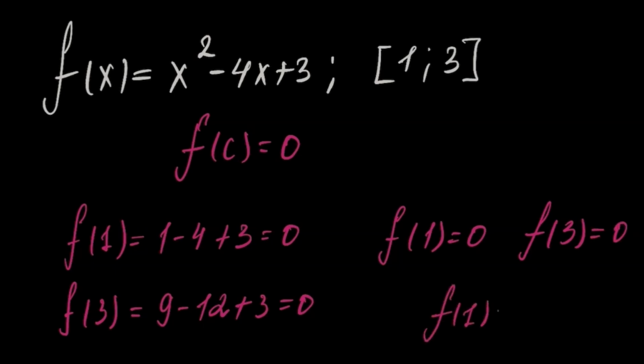Since f of 1 equals 0 and f of 3 equals 0, and f of x is continuous on 1 to 3, by the intermediate value theorem, there exists a value c in the interval 1 to 3, such that f of c equals 0. Therefore, the intermediate value theorem guarantees the existence of a root for the function f of x on the interval 1 to 3. Through this example, we witness firsthand how the intermediate value theorem is a powerful tool in analyzing and understanding the behavior of continuous functions.